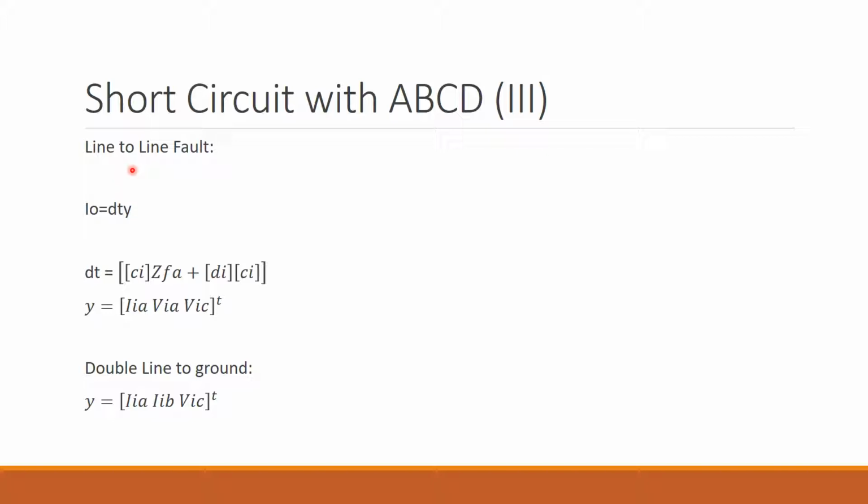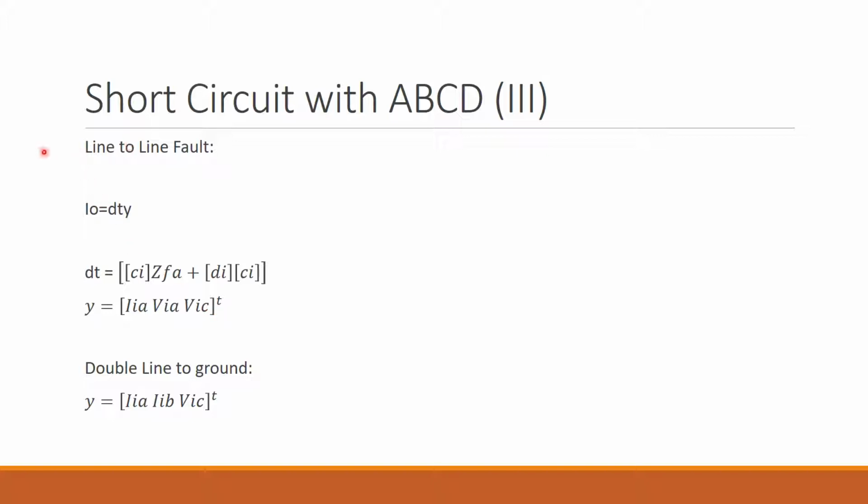Now we're proceeding to the line-to-line fault, and the line-to-line fault is actually going to have a special equation. Our DT parameters actually are obtained from this equation below, where we're utilizing coefficient CI, coefficient DI, and once again multiplied by coefficient CI. And this first CI that we have right here is multiplied by the fault impedance. So this is our coefficient factor to represent the model for a line-to-line fault. And if we take a look at the I0 equation, it equals DTy. So y will equal the transpose matrix of the current in phase A, the voltage in phase A, and the voltage in phase C.